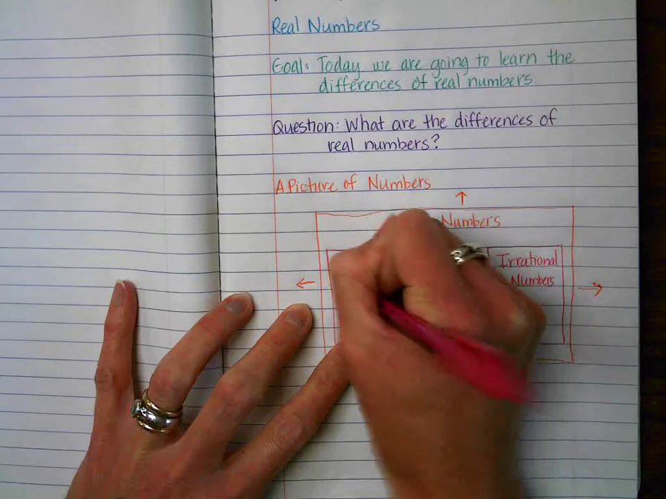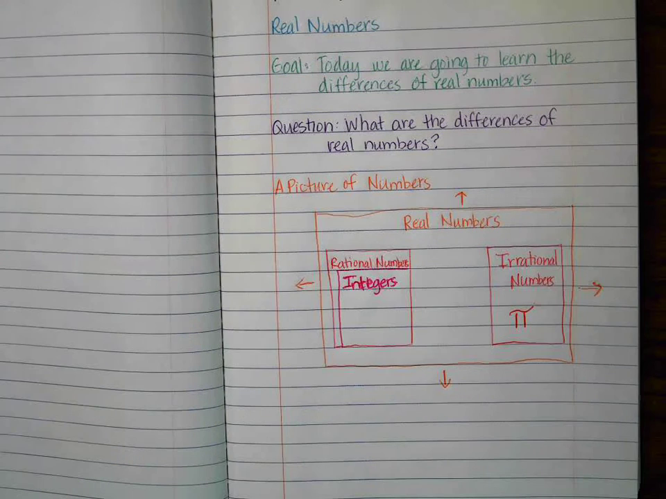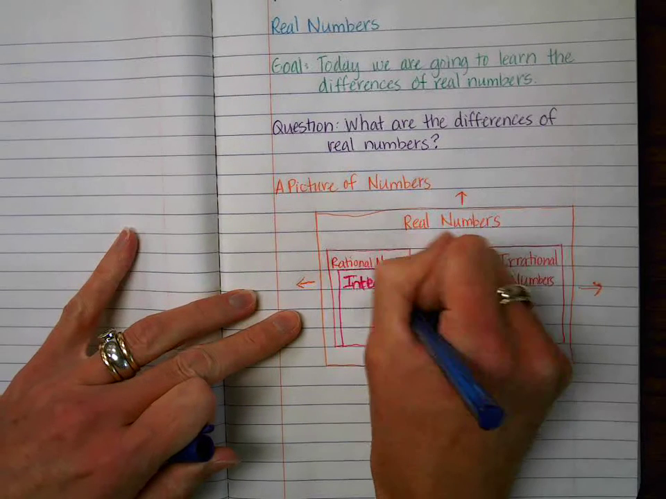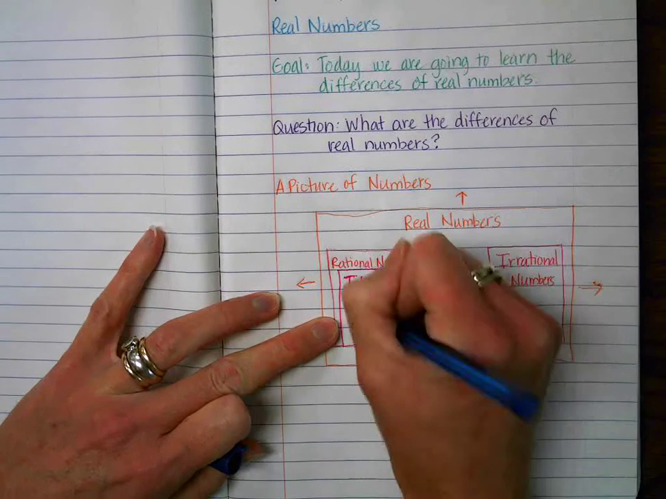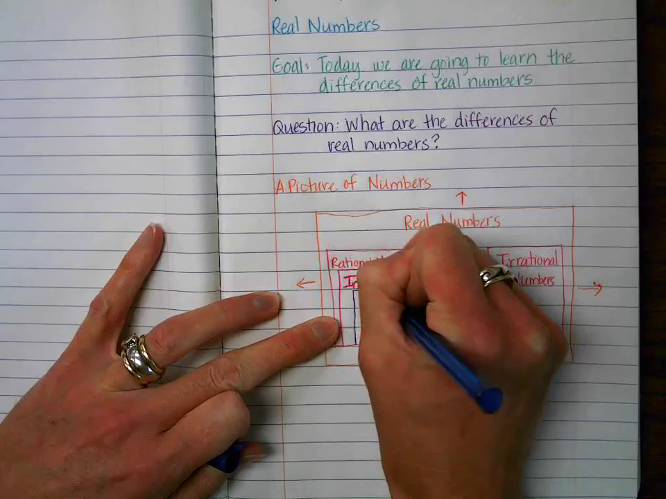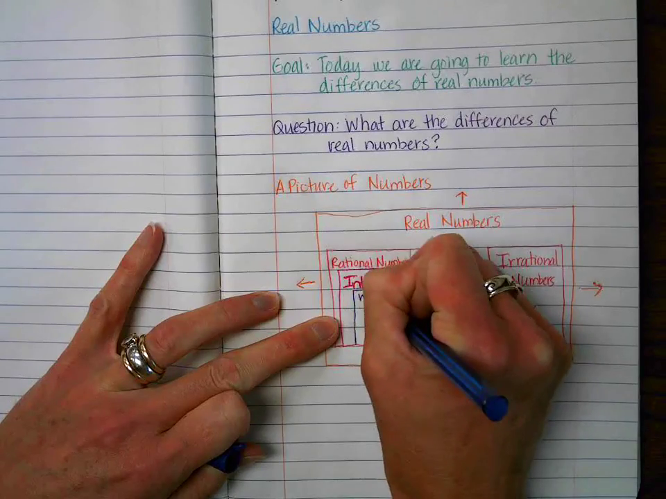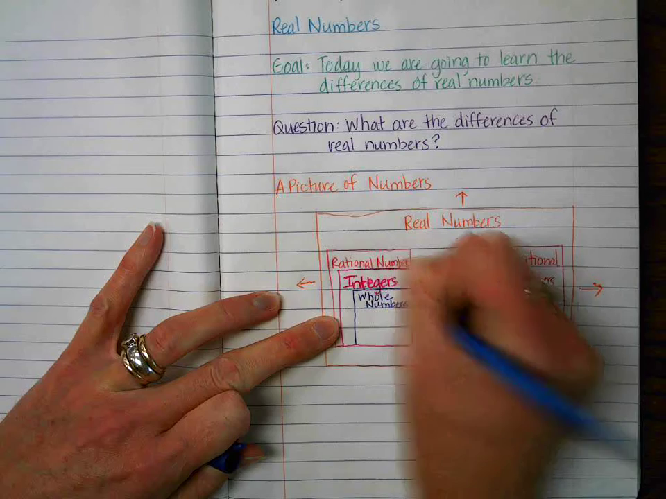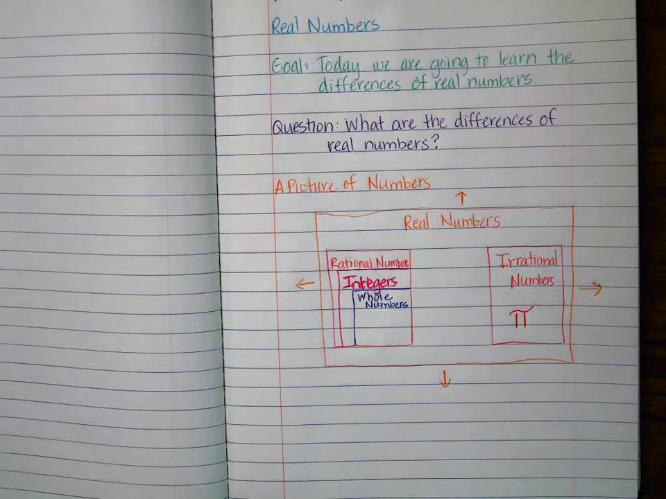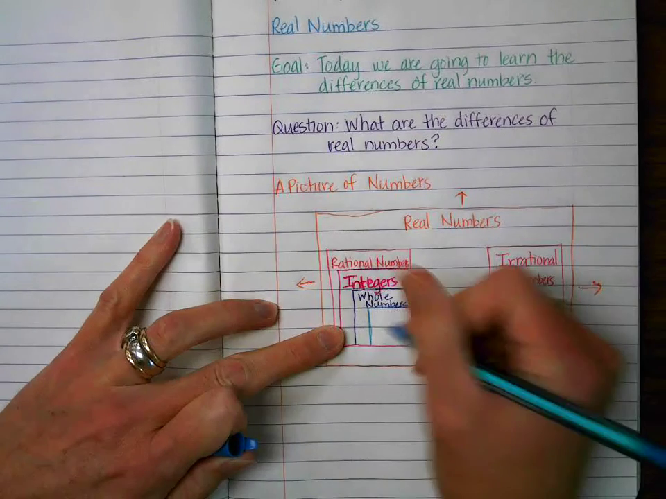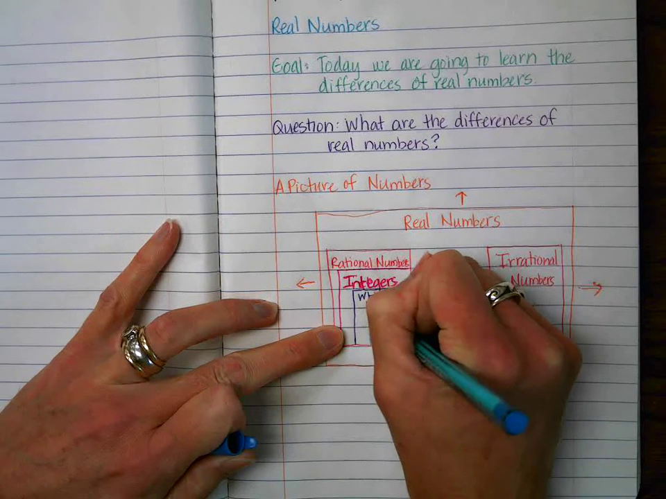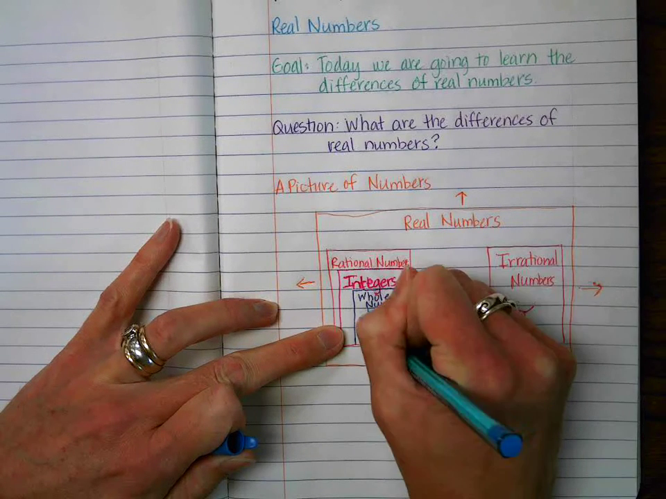Sorry about that, integers. Okay, and then I need you to draw another rectangle, and the next rectangle is going to go under integers, but it's going to be a little smaller. And in this rectangle, I would like you to write whole numbers. Okay, and then there's one more that you're going to write, and that next one is one more rectangle divided in here, and these are called natural numbers.